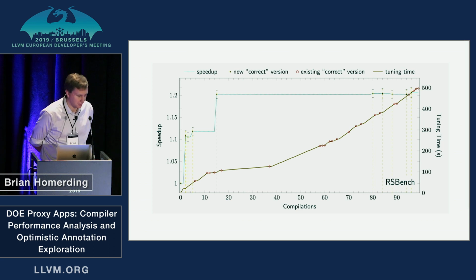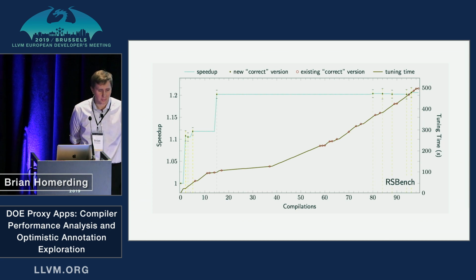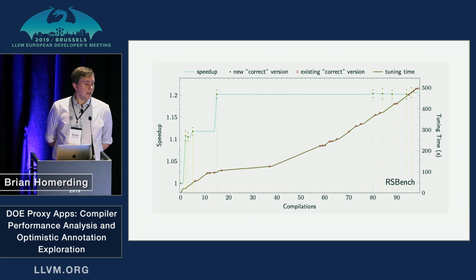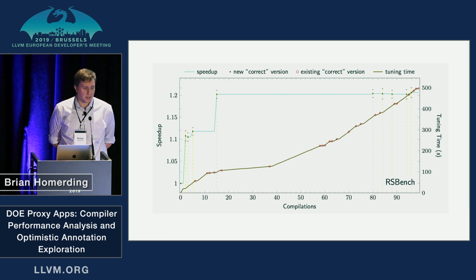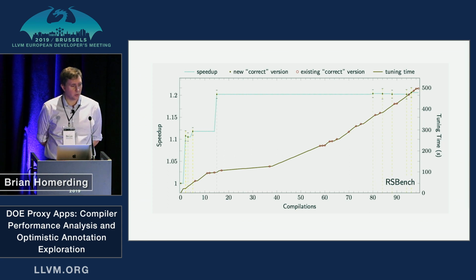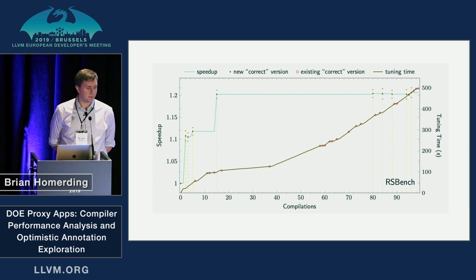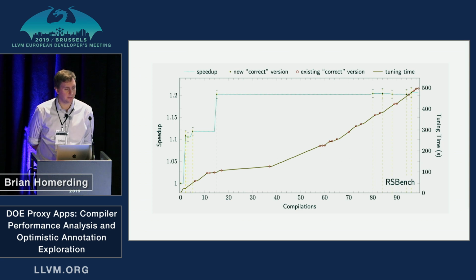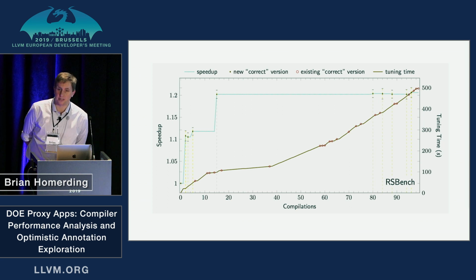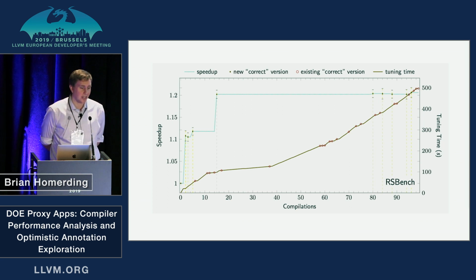So for RSBench, which is a compute-bound kernel running with OpenMP on 72 threads, we see a very quick jump after adding information twice to about a 10-12% speed up. Then we continue on, we get a little more of a speed up, and then another nice jump, and we end up seeing around a 20% speed up.